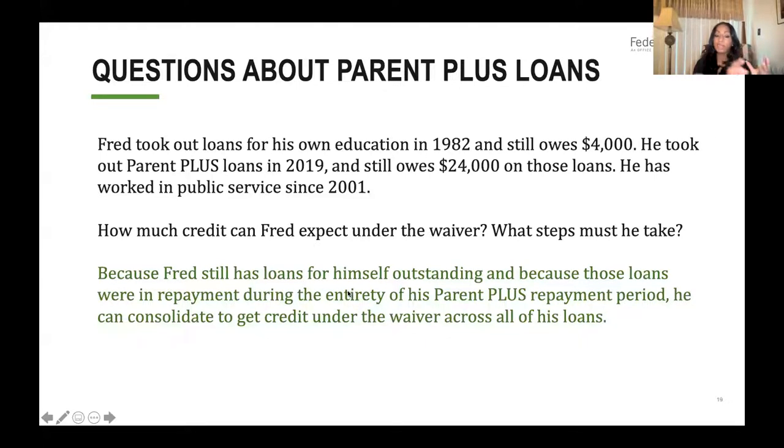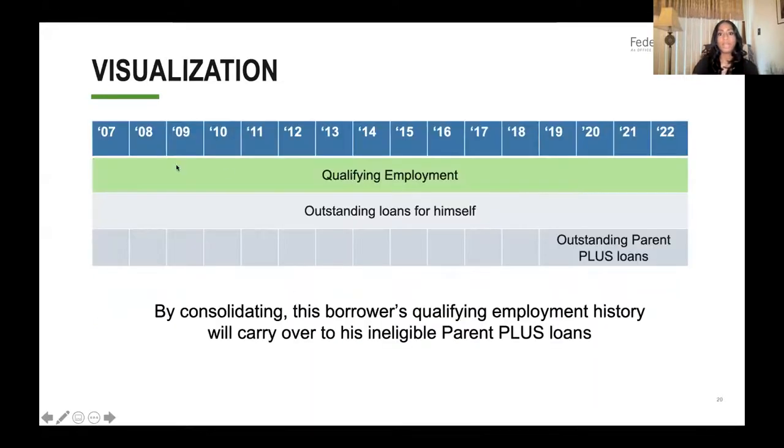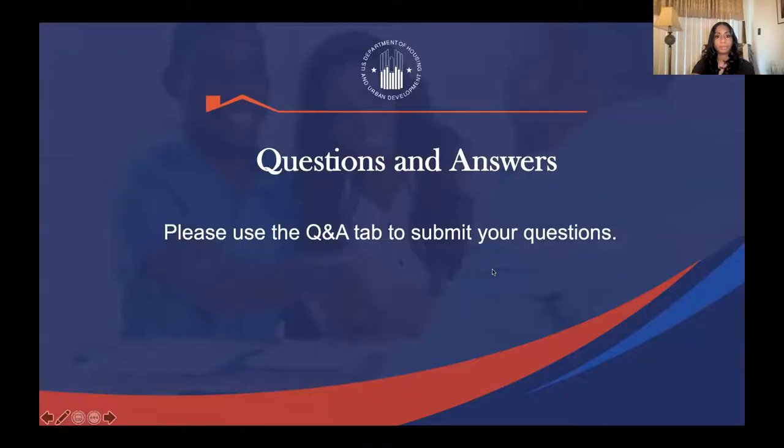So because Fred still has his own student loans, and because they were in repayment for the entire Parent Plus repayment period, he could consolidate them all together. And the credit based on those undergrad loans will apply to the entire consolidation loan, including the Parent Plus loan part. So he has qualifying employment the entire time he had outstanding loans for himself. And so he's going to consolidate them all together and he's going to be able to get forgiveness of all of it, including the Parent Plus loans.